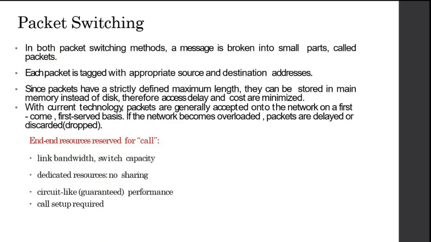Of course, in both methods, the message is broken into small parts. They are called packets. They are tagged with appropriate source and destination addresses. They have a strictly defined maximum length. They can be stored in main memory, and access delay and cost are minimized. That's why we need packets. With today's technology, packets are accepted onto the network on a first come, first served basis. If the network becomes overloaded, packets are delayed or discarded or dropped.